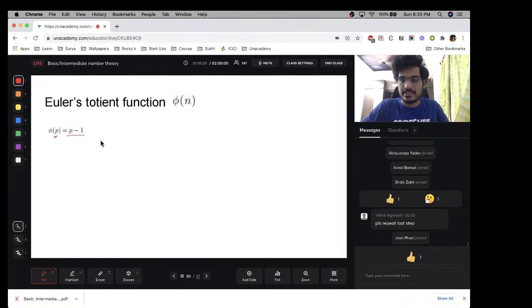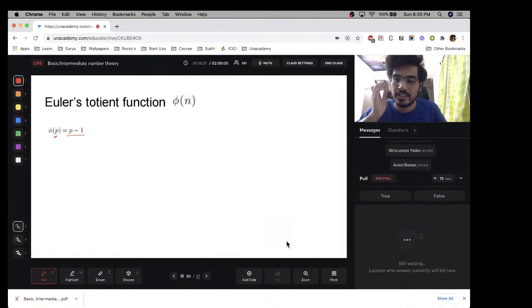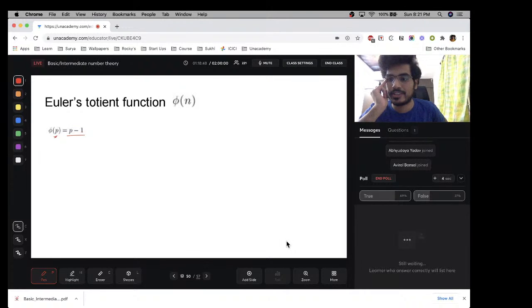Somebody just asked, please repeat last step. Do you want to have last step repeated? Please select an answer. Select true if you want to repeat the last slide. Okay. A lot of people want me to repeat the last slide.